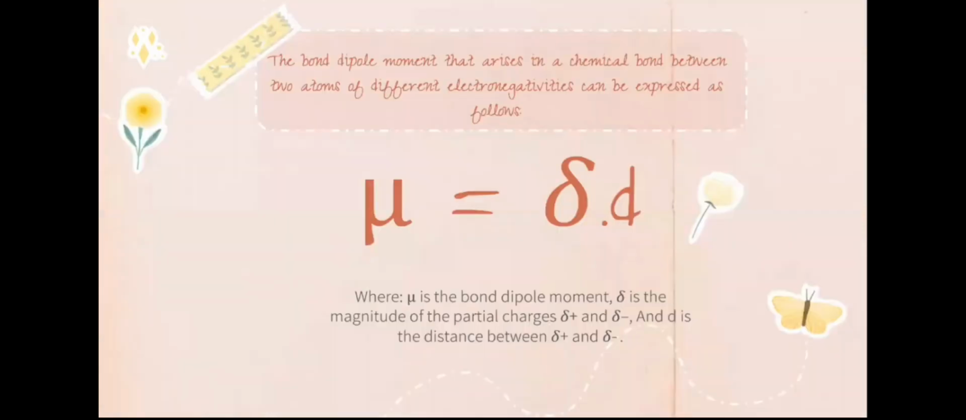And the bond dipole moment that arises in a chemical bond between two atoms of different electronegativities can be expressed as follows, where mu is the bond dipole moment, delta is the magnitude of the partial charge, delta plus and delta minus, and d is the distance between delta plus and delta minus.